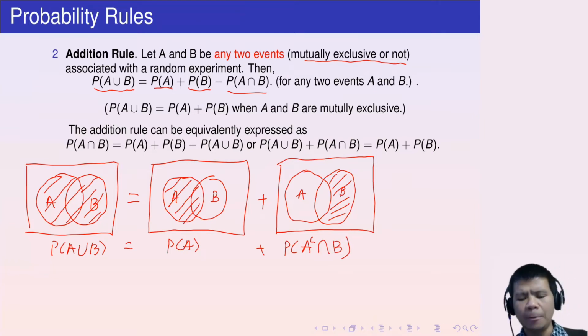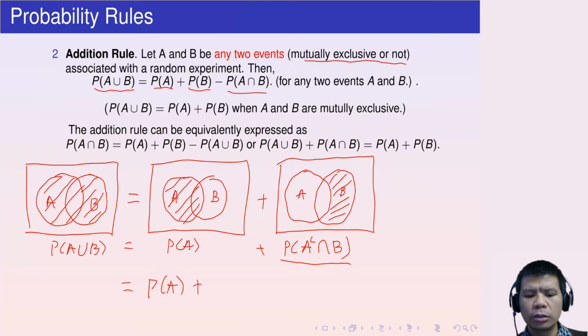Okay. Now, let's consider this part, this one. So this one is in B, not in A. It is simply to exclude the dotted area here from B, right? Let's just exclude the dotted area.